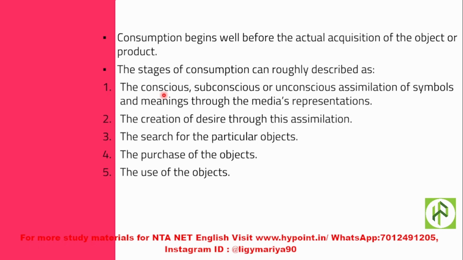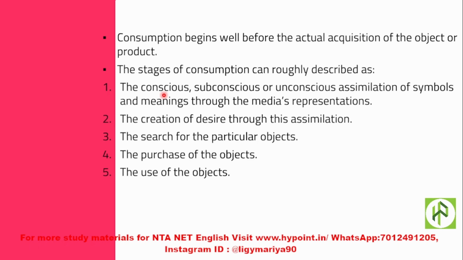The second stage is the creation of desire through this assimilation. So after assimilating these symbols, maybe the beauty that you see after wearing this dress attracted you, or you see the right occasion where you can simulate this representation, and in various ways the symbols and meanings are assimilated into your subconscious, unconscious and conscious levels of mind. And after this assimilation, the creation of desire will happen in the second stage.